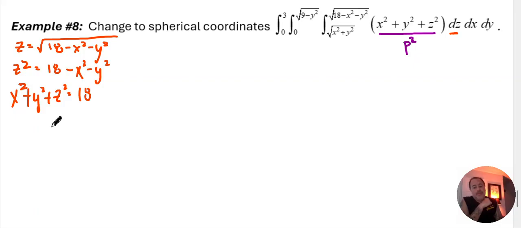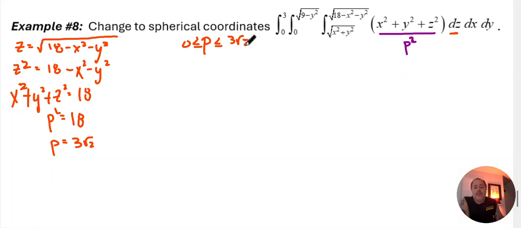Well, we've been here before, friends. We know now that rho squared is equal to 18, and so rho is going to be equal to the square root of 18, or 3 square roots of 2. So this is telling us that rho is going to have an upper bound of 3 square roots of 2. That's pretty awesome. So we know that rho is going to be from 0 to 3 root 2, and the reason rho starts at 0 is that our x and y values are also going to be at 0. We'll talk about that in a second.